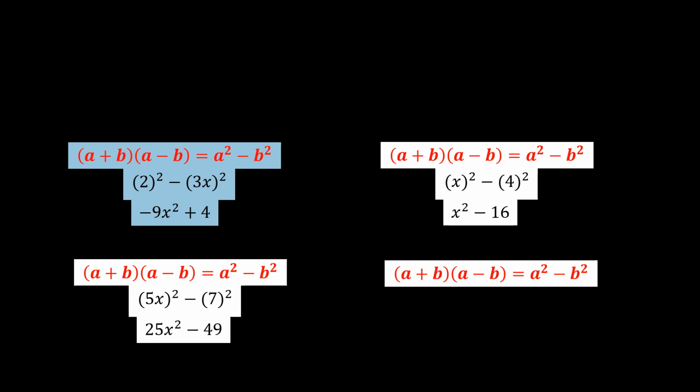The a being the 2x and the b being the 10. So I could go ahead and plug it into my formula. 2x squared minus 10 squared. So again, for my first term, because it's a number and a variable, I need to distribute the exponent to both. It would be 2 squared, which is 4, and x squared, which is x squared. So I would have 4x squared minus 10 times 10, 100. So my answer would be 4x squared minus 100.